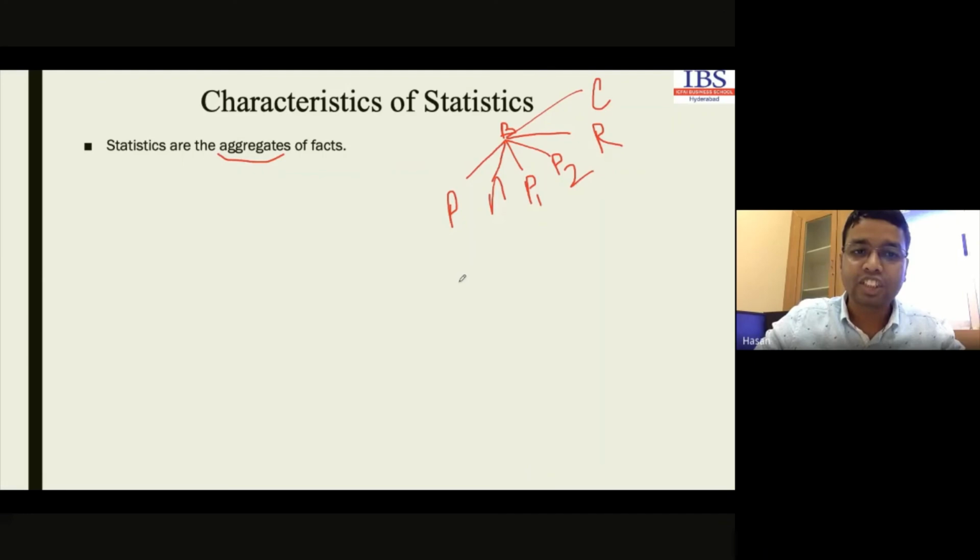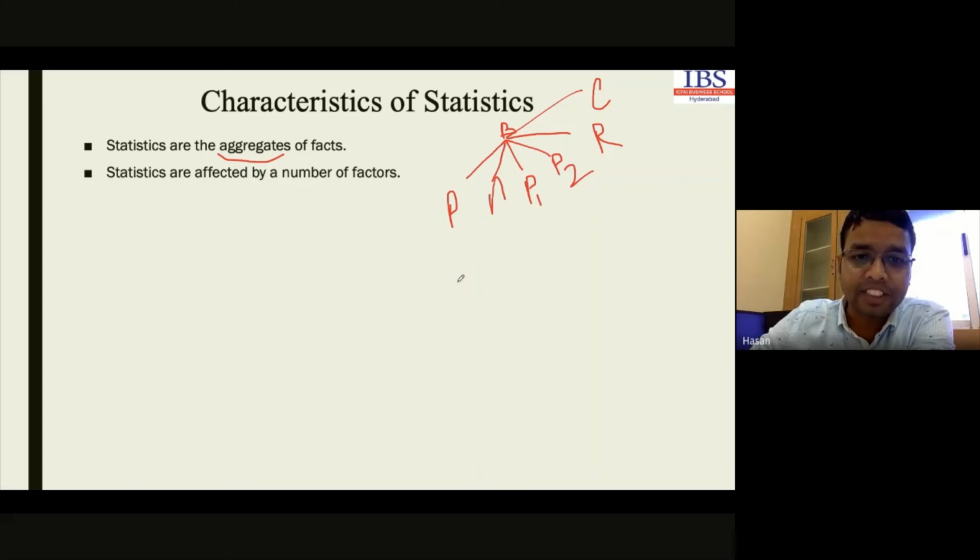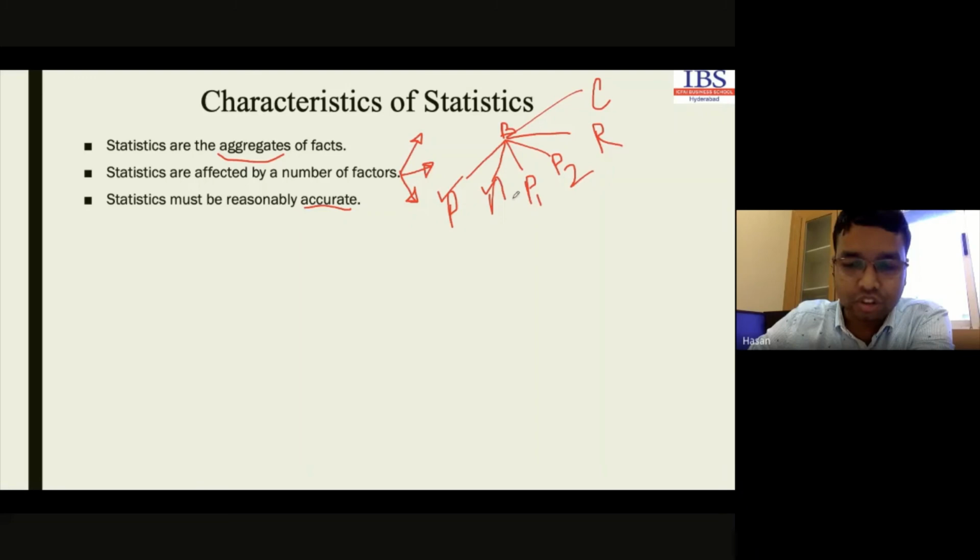Next one is statistics are affected by a number of factors. When we collect the information, statistics may be affected by environmental factors, business factors like price and quantity, or other factors such as political factors. Next one is reasonably accurate. Based on these statistics, we are going to draw conclusions. We have the production quantity, raw material, resources required, production cost, selling price, every piece of information we must have. Otherwise, whatever conclusion we draw based on this information may be wrong.